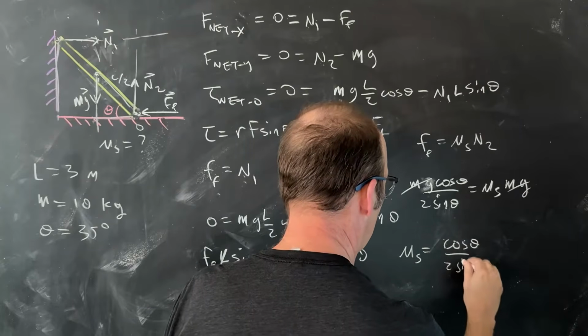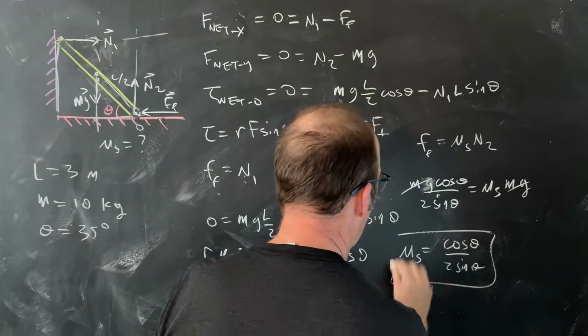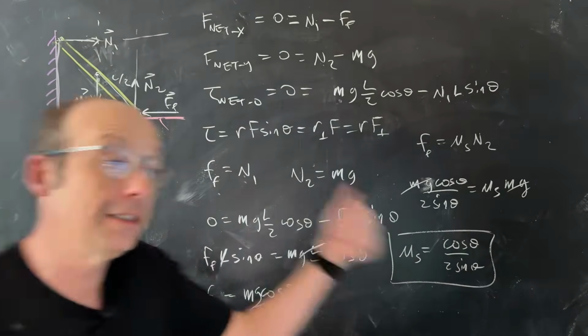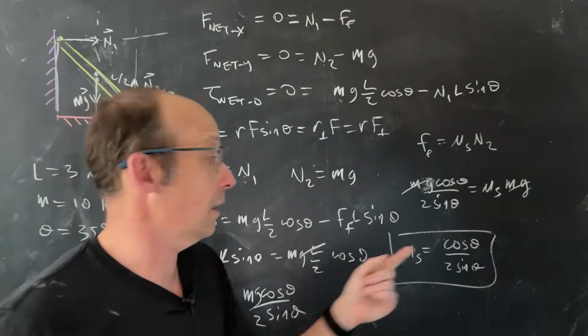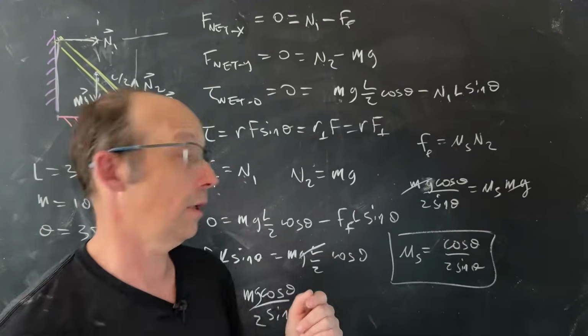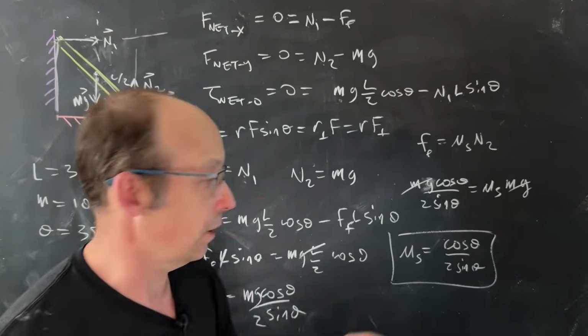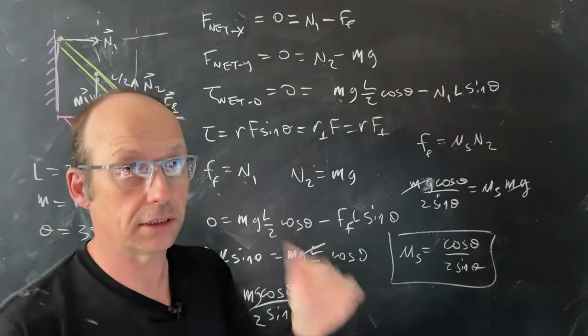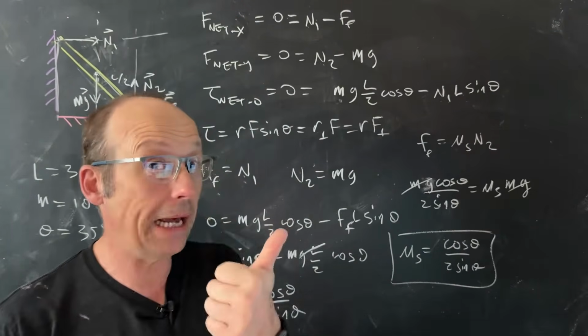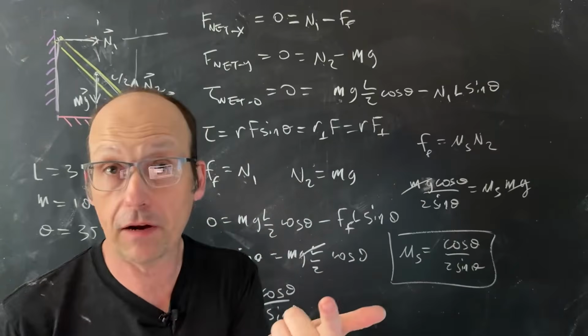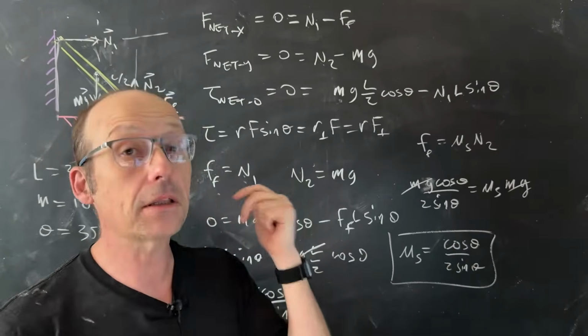Now, some important things to note here. Does this have the right units? Well, the coefficient of friction is a unitless quantity. Cosine theta is a unitless quantity. Sine theta, unitless quantity. So I get unitless, unitless, unitless. That's good. Notice that this does not depend on the mass of the ladder. This does not depend on the gravitational field. This does not depend on the length of the ladder.